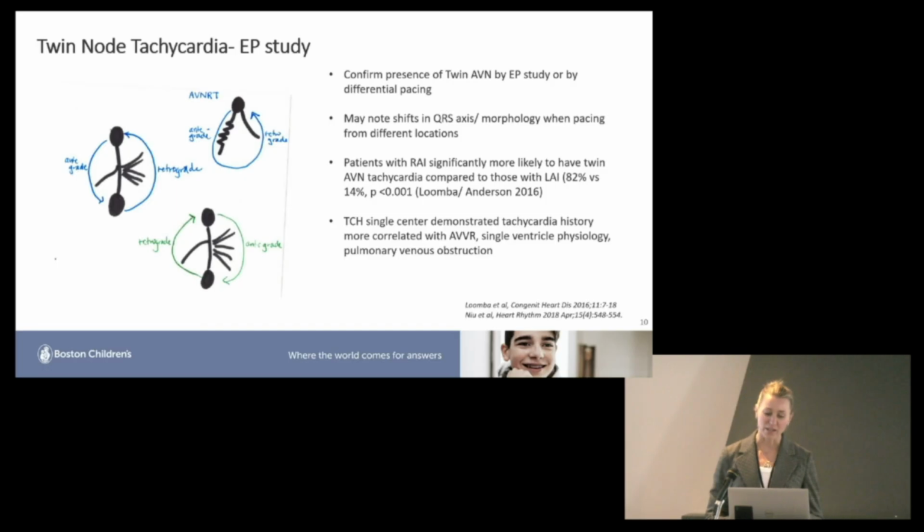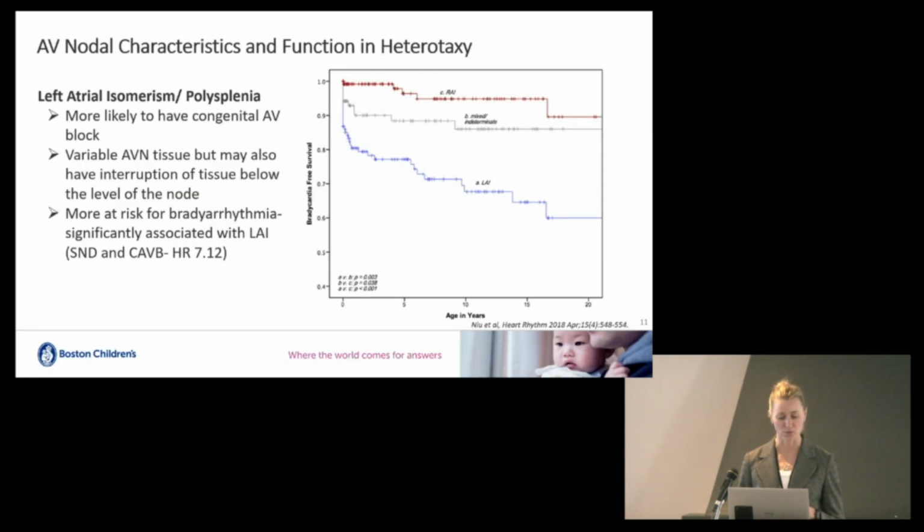So there's been data that has shown, as you might expect, that patients with right atrial isomerism are more likely to have twin nodal tachycardia compared to those with left atrial isomerism, just because of the presence of those two nodes. And on the flip side, those with left atrial isomerism, as we mentioned, are more likely to have congenital AV block. Again, this is from the single center study out of Texas that we mentioned before.